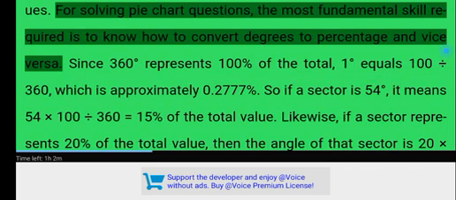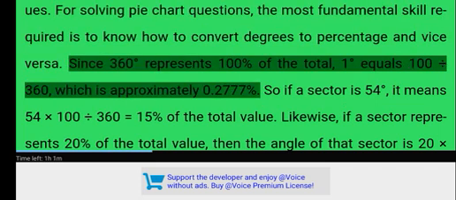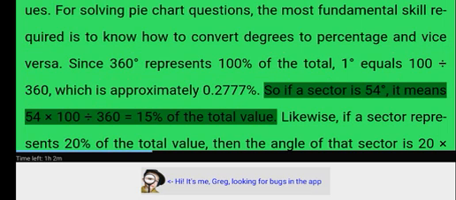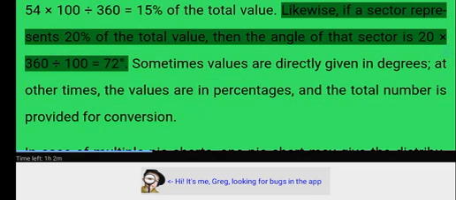For solving pie chart questions, the most fundamental skill required is to know how to convert degrees to percentage and vice versa. Since 360 degrees represents 100% of the total, 1 degree equals 100 divided by 360, which is approximately 0.2777%. So if a sector is 54 degrees, it means 54 times 100 divided by 360 equals 15% of the total value. Likewise, if a sector represents 20% of the total value, then the angle of that sector is 20 times 360 divided by 100 equals 72 degrees.